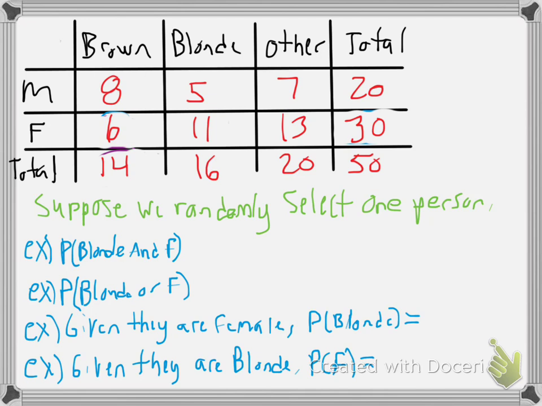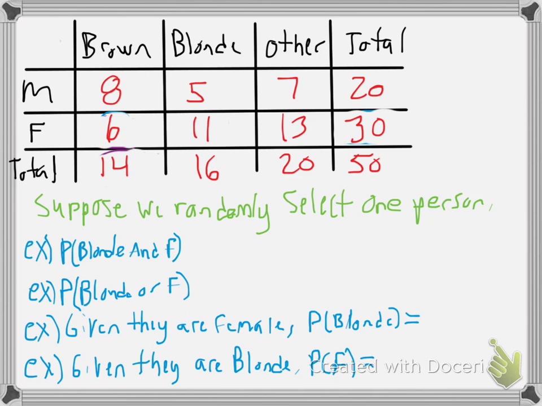Okay, to summarize this section, I'm going to do a few more problems from the table, and I'm going to ask questions that I could ask from this whole chapter. So we have the table again. Suppose we randomly select one person. That's the instructions in green.